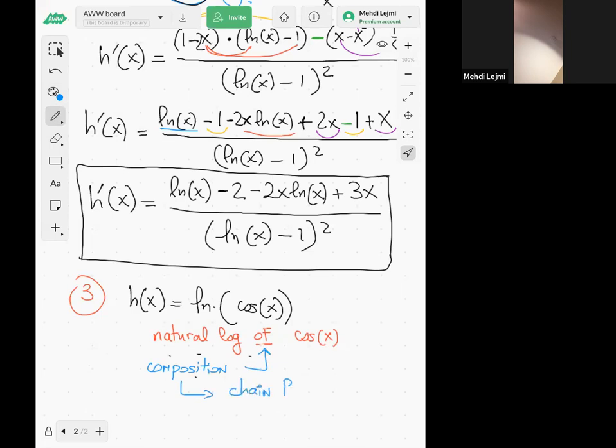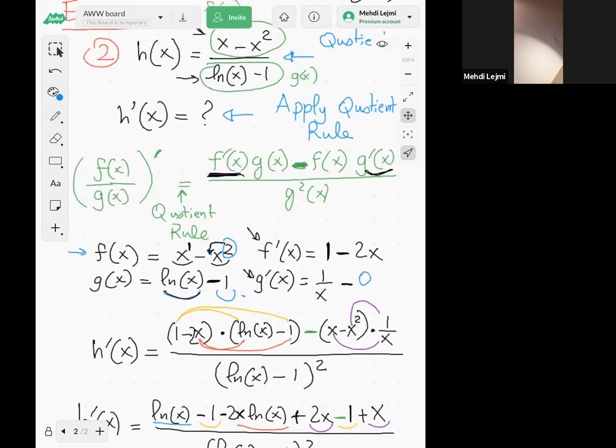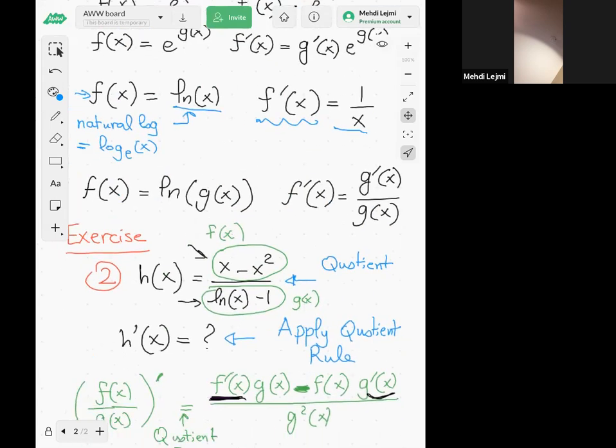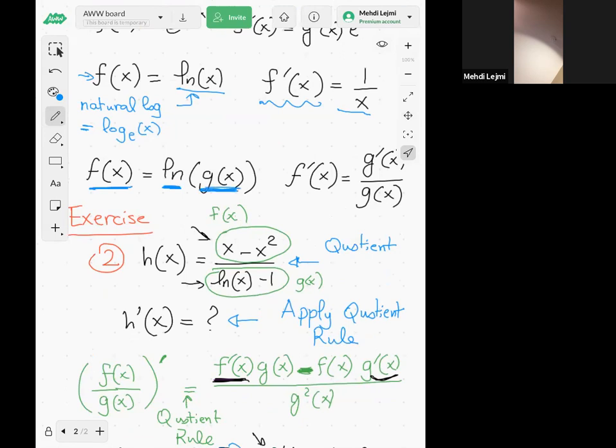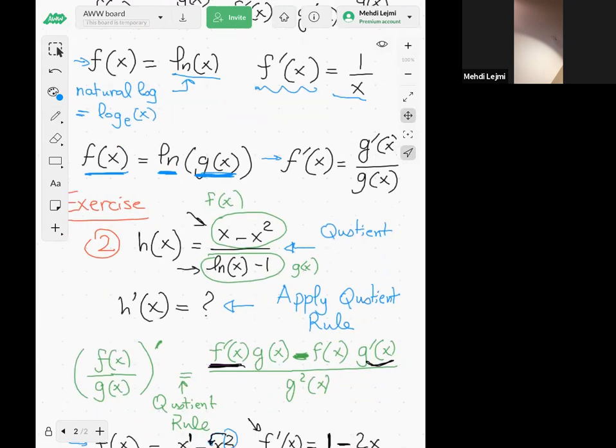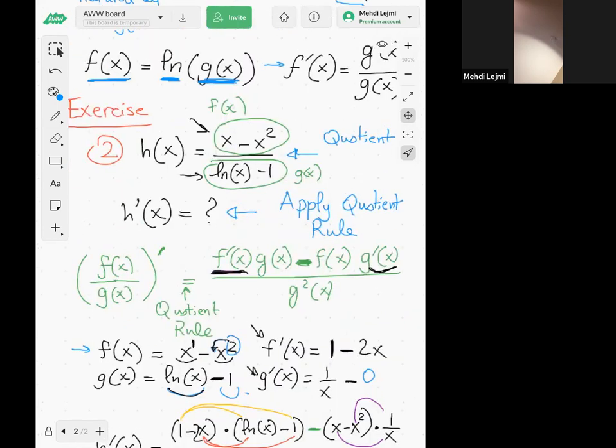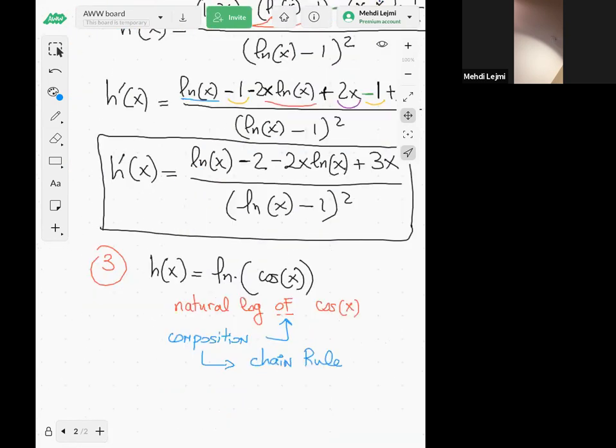Actually, we said for natural log, as a consequence of the chain rule, if we come back to our rules here, if you have a function f, which is natural log of some function g, then the derivative would be g prime of x over g of x. So we already have a formula for this natural log of cosine of x.